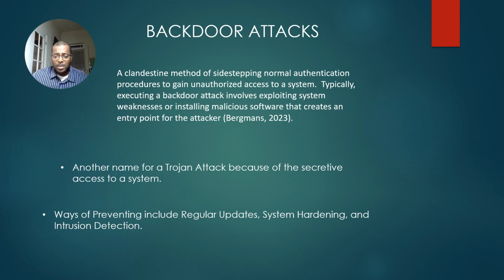Backdoor attacks typically involve exploiting the system's weaknesses unnoticed. Another name for a backdoor attack, because of its secretive nature, is a Trojan attack. Ways to prevent a backdoor attack are regular updates, system hardening, and intrusion detection.